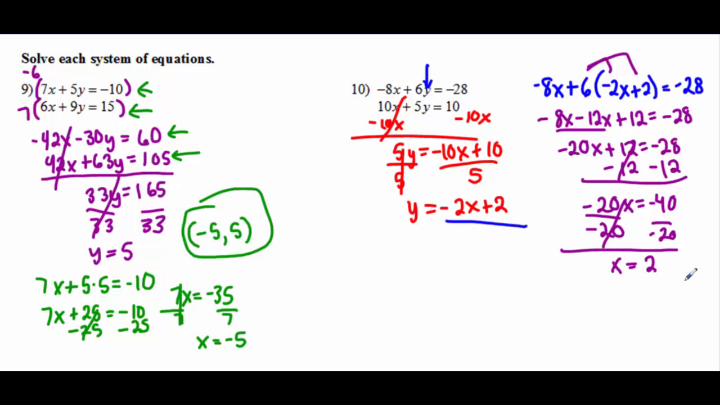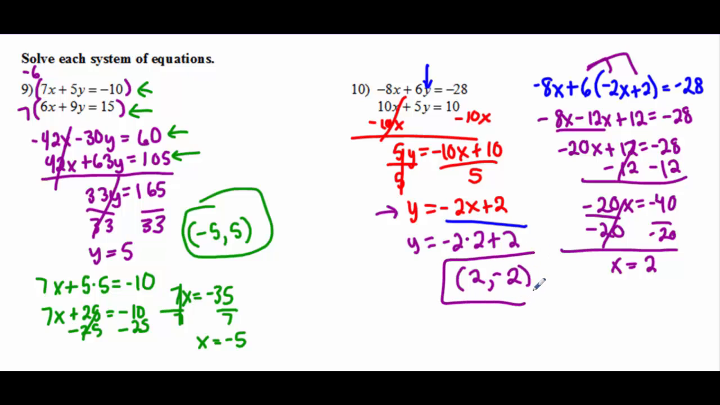X equals 2. So this is 2, comma, we don't know what y is yet. So I'm going to plug it, the easiest place to plug it in is right here. You can plug it in anywhere, but this will get us there fastest. Negative 2 times 2 is negative 4 plus 2 is negative 2. So that's our answer. So 9 we did elimination.